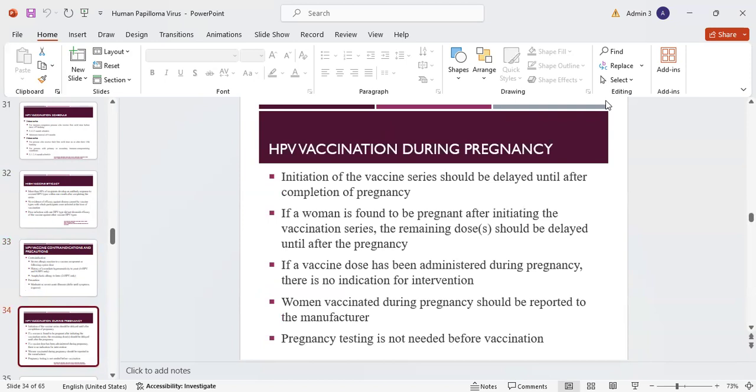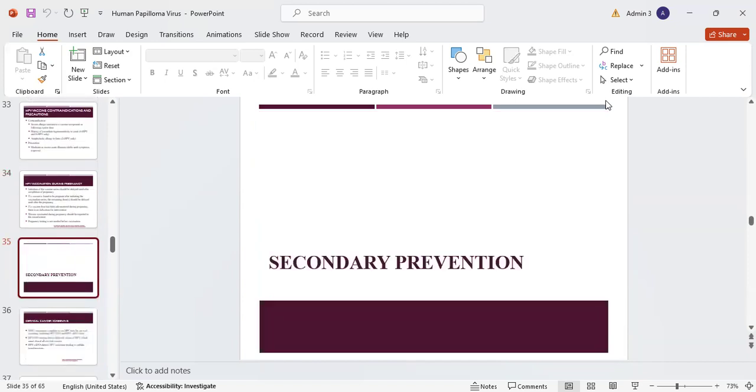HPV vaccination during pregnancy. Initiation of the vaccine series should be delayed until after completion of pregnancy. If a woman is found to be pregnant after initiating the vaccination series, the remaining doses should be delayed until after the pregnancy. If a vaccine dose has been administered during pregnancy, there is no indication for intervention. Women vaccinated during pregnancy should be reported to the manufacturer. Pregnancy testing is not needed before vaccination.